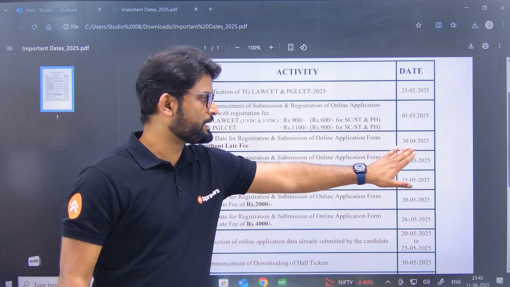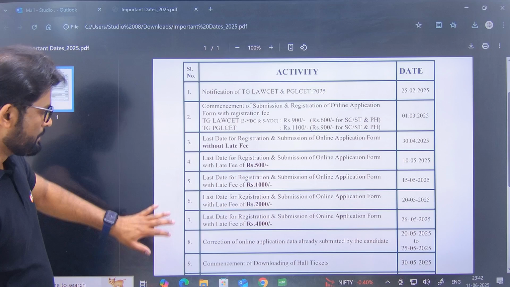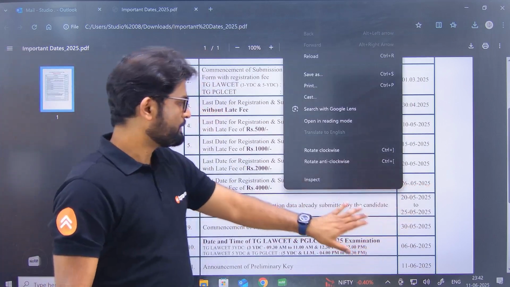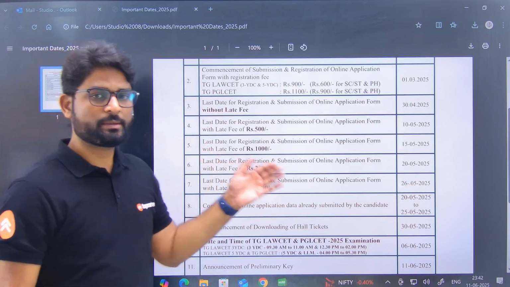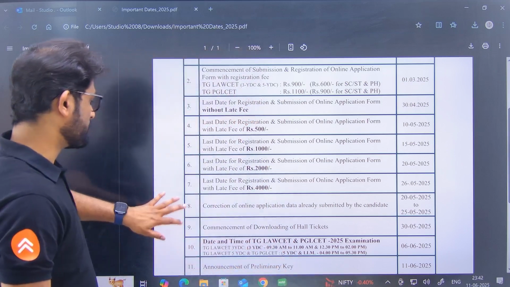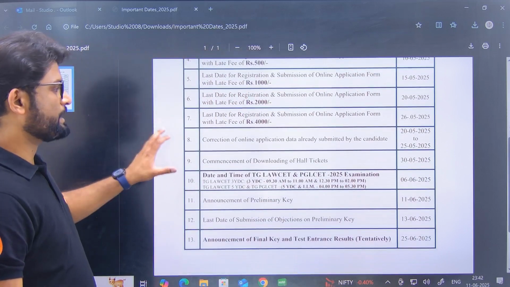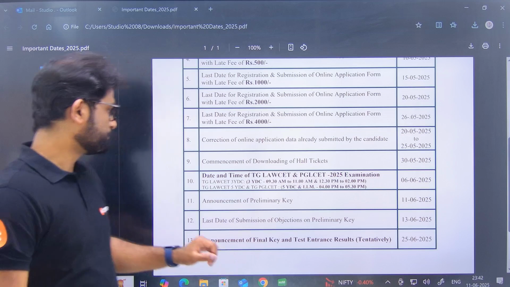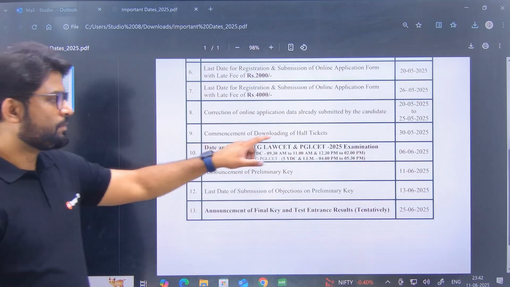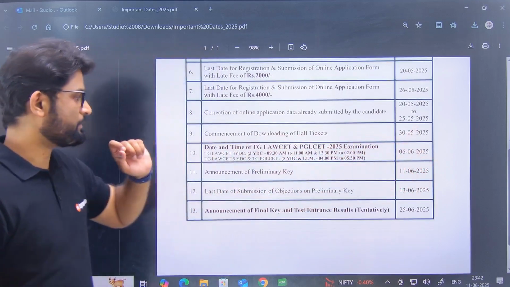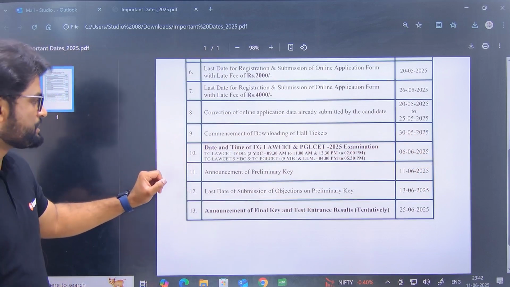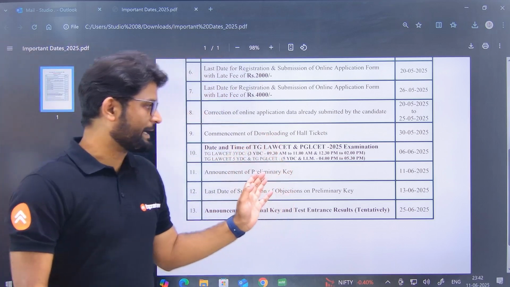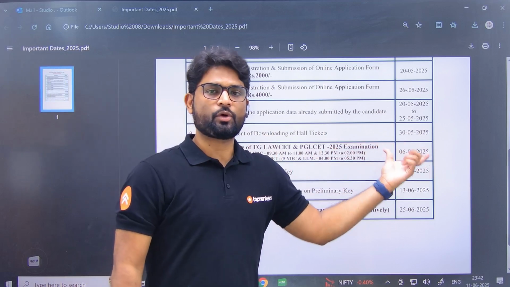The first closing date was 30th of April, but finally the form closed on 26th of May, where students were asked to fill up the form with a late fee of 4,000 rupees. Then again a correction window was given to all the applicants till 25th of May, so they could correct their forms. Hall tickets were released on 30th of May 2025. The test, for both the 3-year law and the 5-year law categories, was on 6th of June.